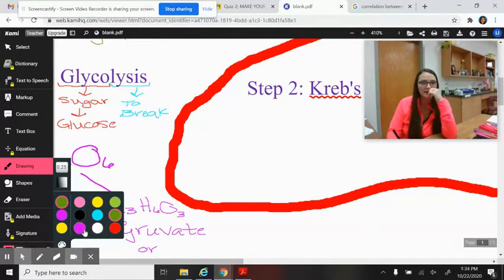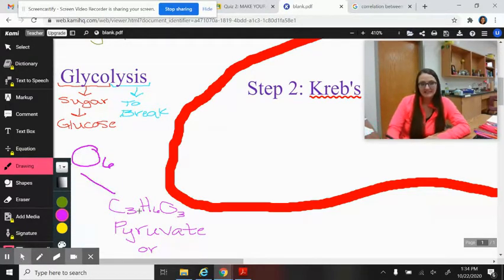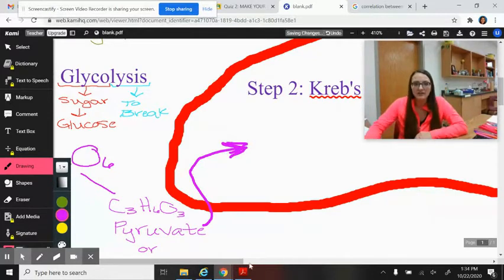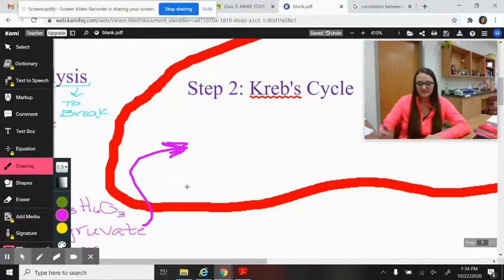I'll pick purple so it matches. Okay, so I'm going to draw an arrow and that'll help you follow along. So I take that pyruvate right there and I draw myself a little arrow like this so that I understand why I'm starting with pyruvate in the Krebs cycle and it's not random, like it came from glycolysis. Okay, so here we go. So we start with pyruvate.